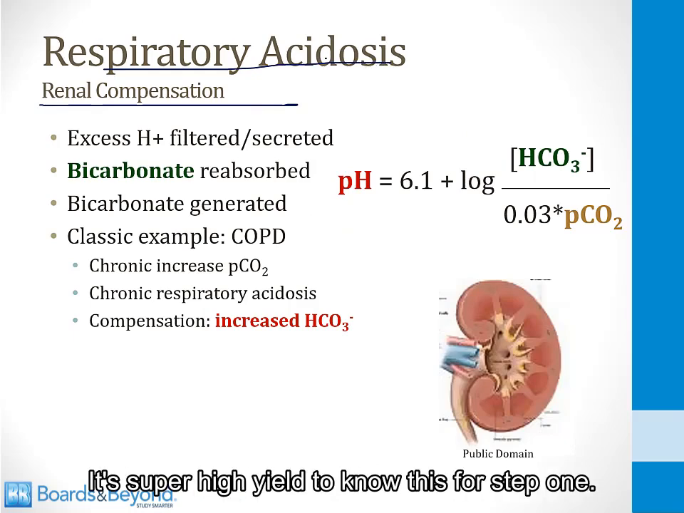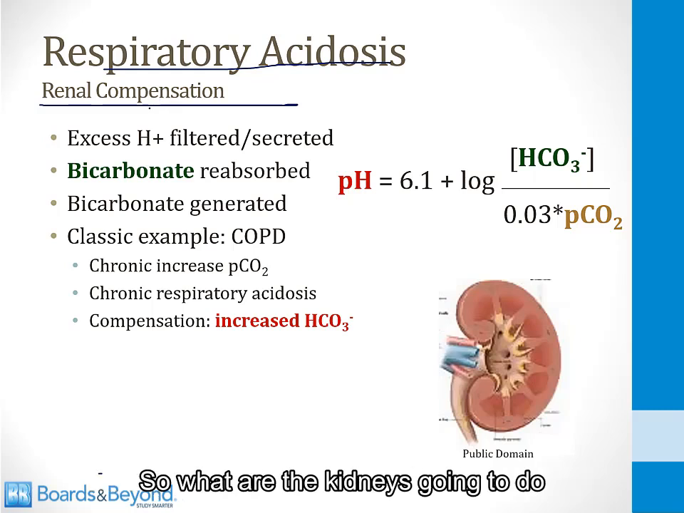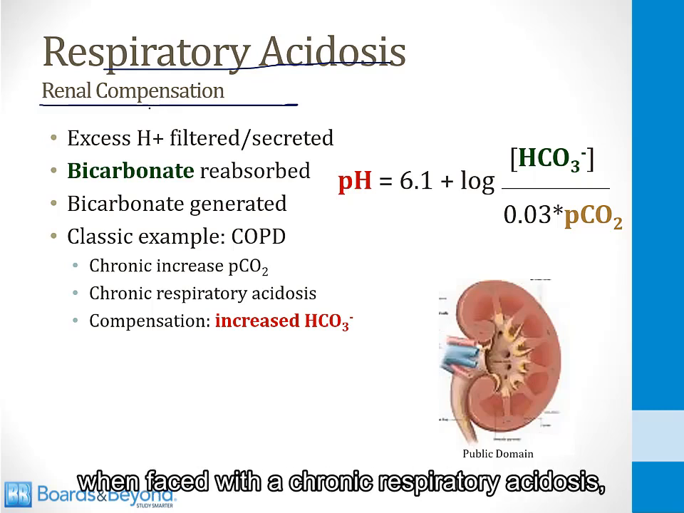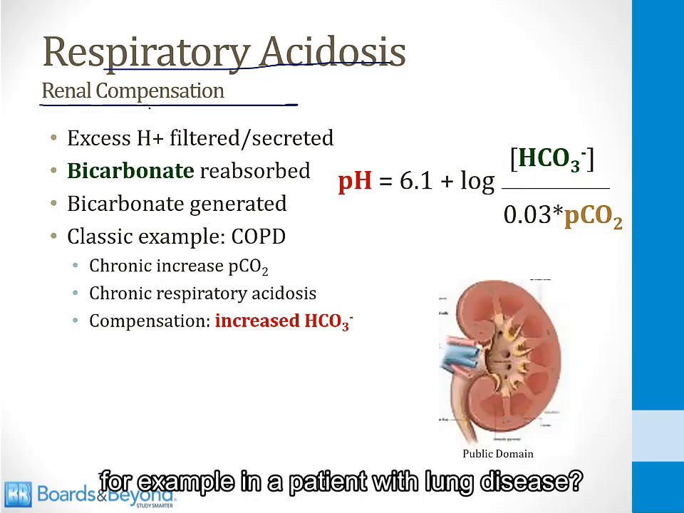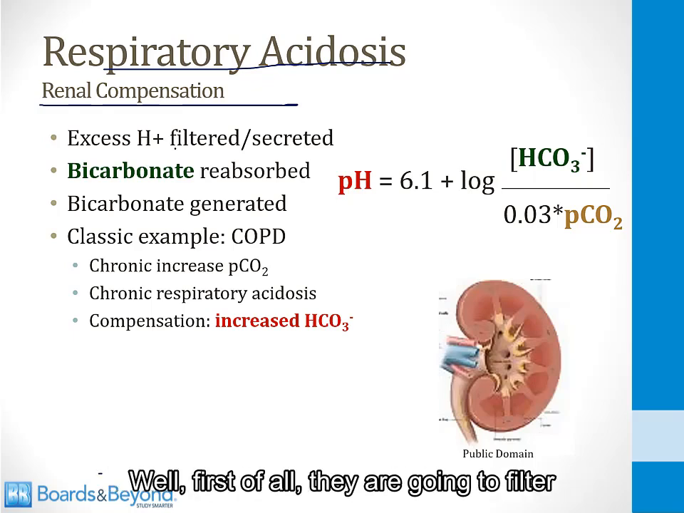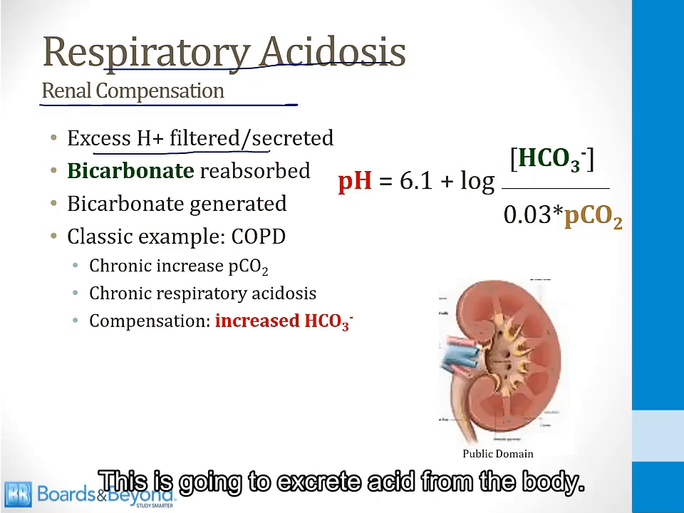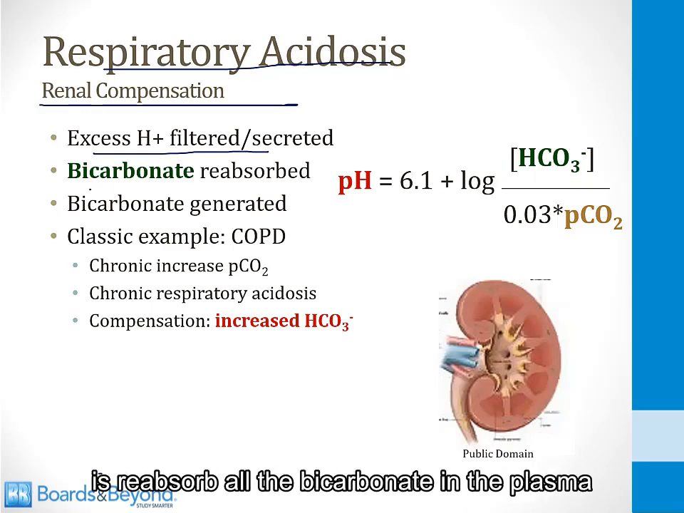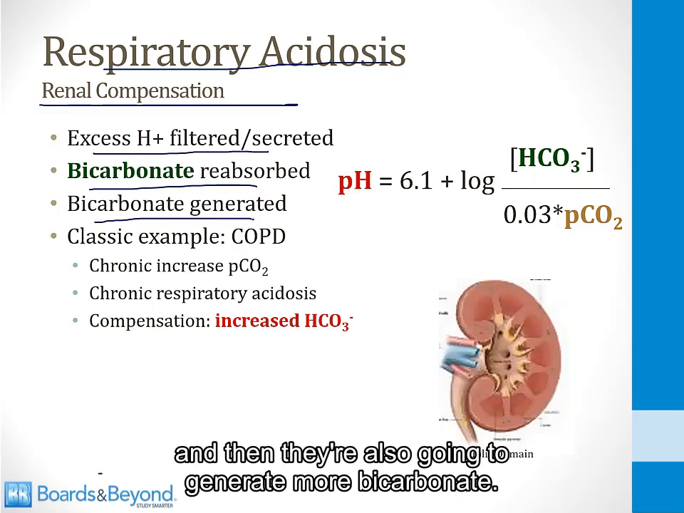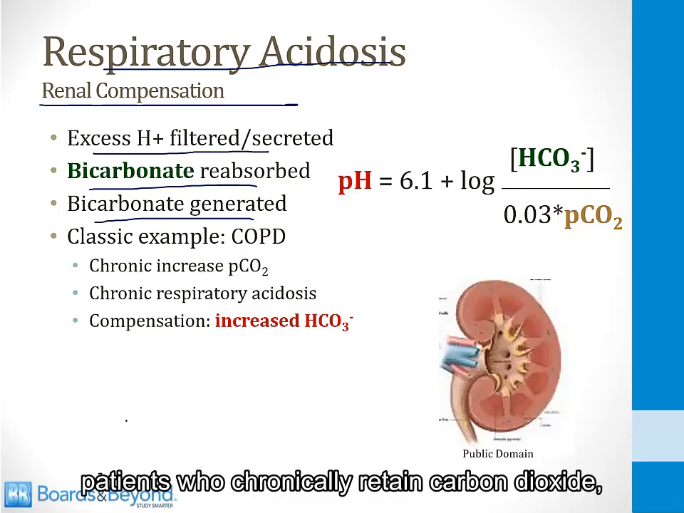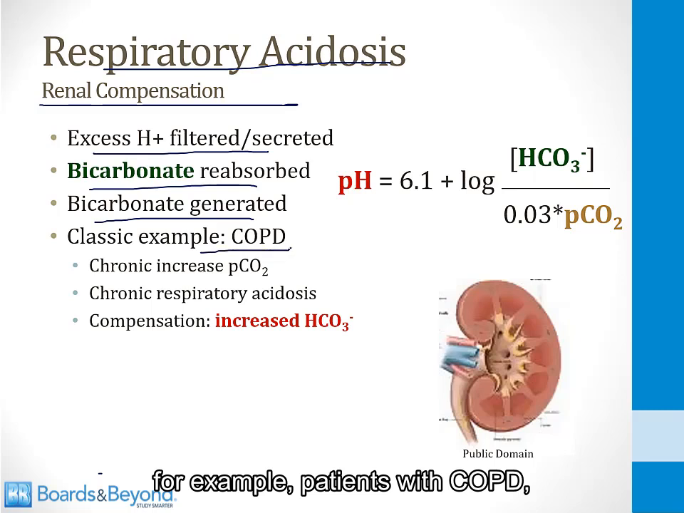The renal compensation for a chronic respiratory acidosis is to raise the serum bicarbonate level. It's super high yield to know this for step one. So what are the kidneys going to do when faced with a chronic respiratory acidosis, for example, in a patient with lung disease? Well, first of all, they are going to filter and secrete more hydrogen atoms into the urine. This is going to excrete acid from the body. Second thing they're going to do is reabsorb all the bicarbonate in the plasma, and then they're also going to generate more bicarbonate.